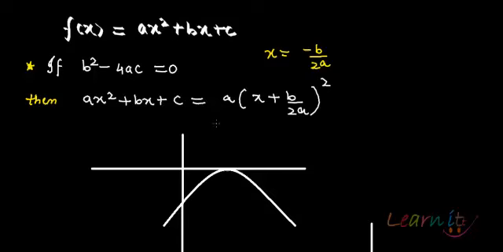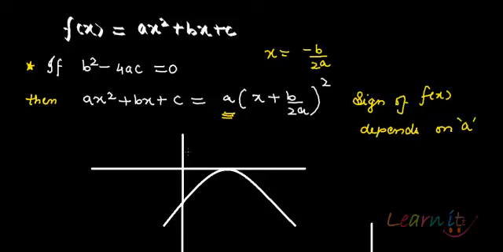Now, in this scenario, the sign of f(x), if you notice, you have a whole square here. So the sign of f(x) depends completely on the sign of a, right? So in case a is negative, you have a parabola which will be inverted, with only one root, which is minus b upon 2a. That's the root, okay? That's the root.